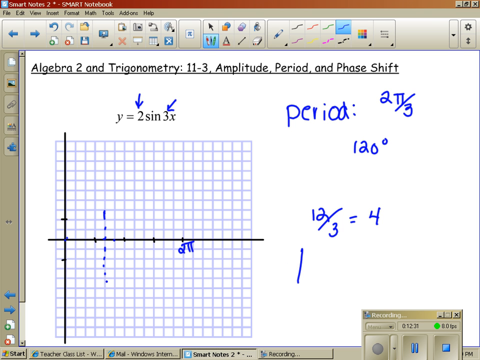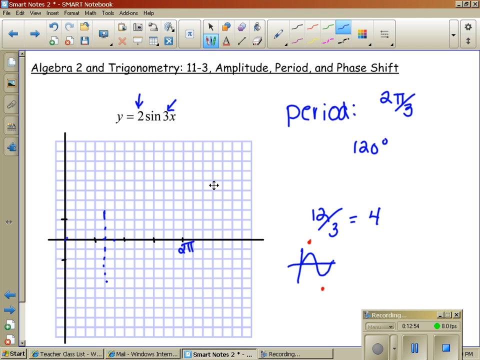So our normal sine does this. So I have to fit that all between 0 and 2 pi, and the amplitude is 2. Or I have to fit this between 0 and 2 pi over 3. The amplitude is 2. So I'm not just going up to 1, I'm going up to 2. I'm not just going down to -1, I'm going down to -2.